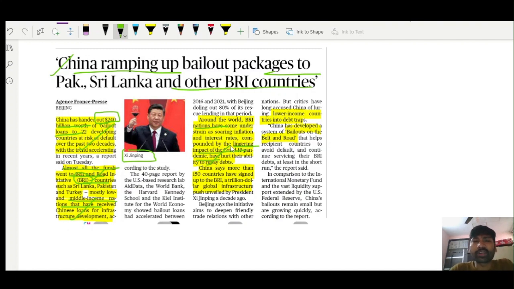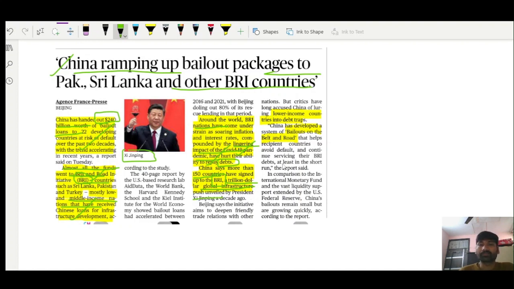So because of this economic crisis, they are unable to repay their loans already taken from China. And also, China gave loans on unsustainable terms with a higher interest rate than the multilateral financing agencies like World Bank. China says that more than 150 countries have signed the Belt and Road Initiative, a $1 trillion global infrastructure push unveiled by President Xi Jinping.